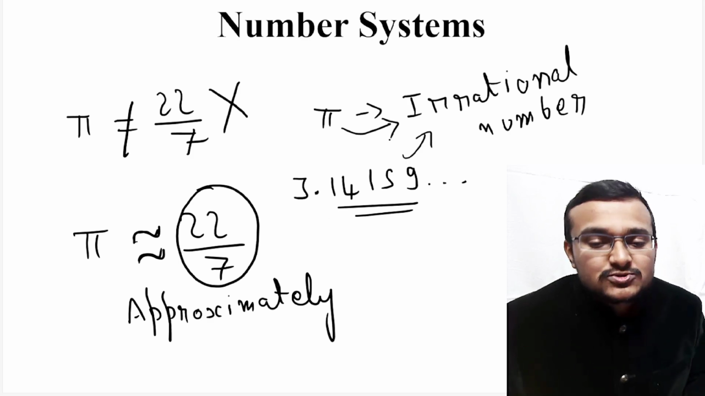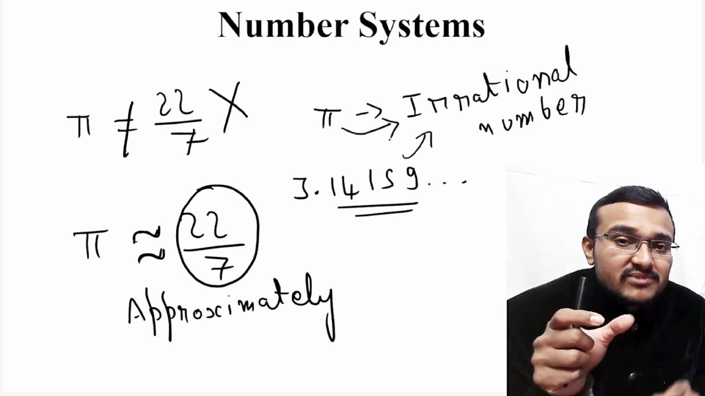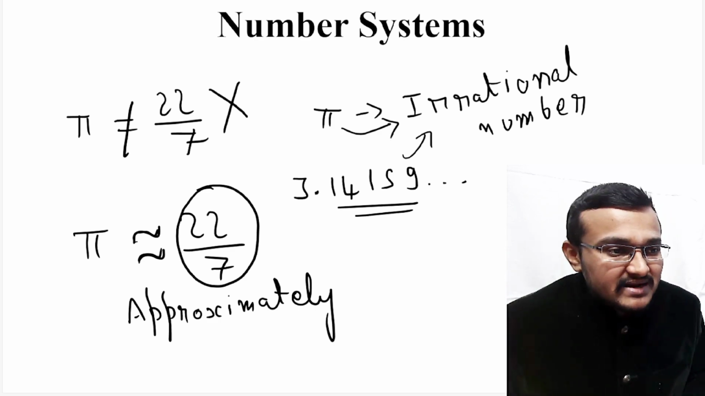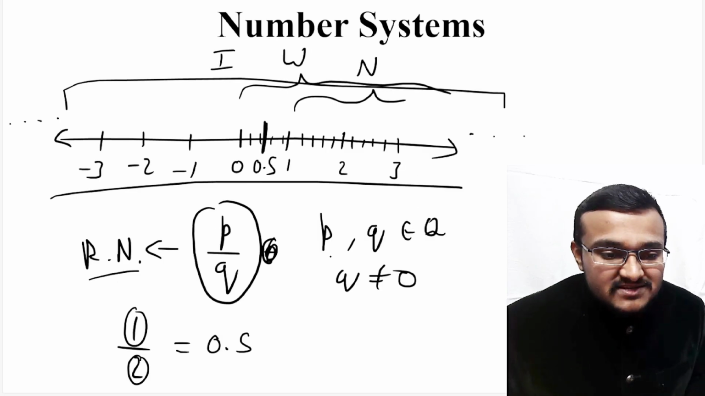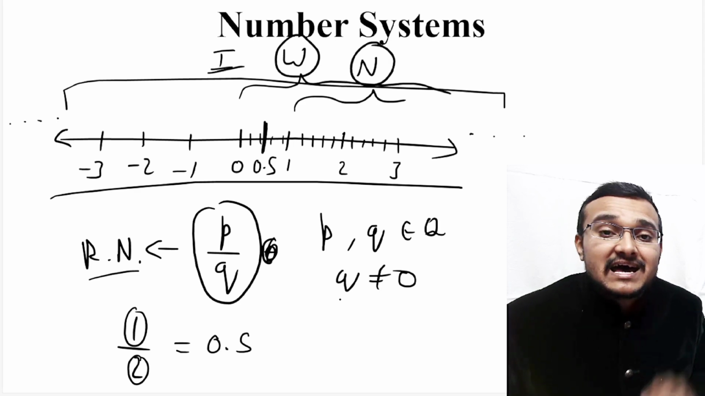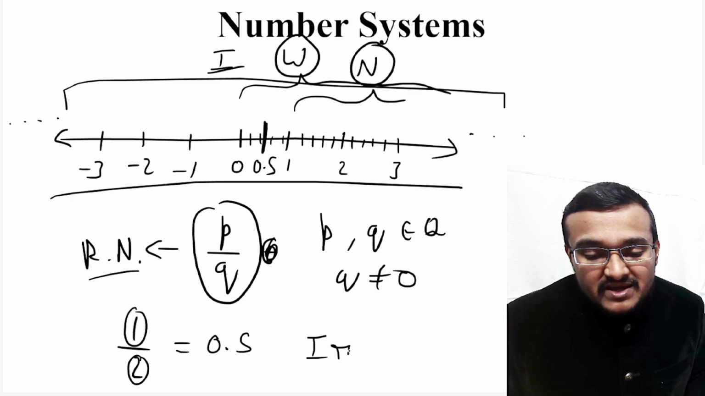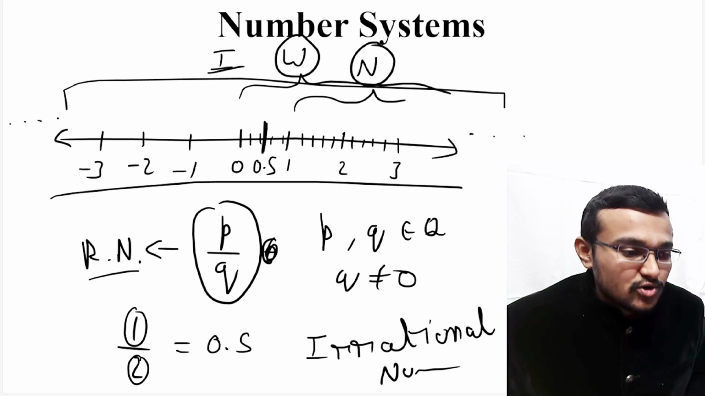So that's why pi is known as an irrational number, and these kinds of numbers also exist on the number line. In the start of this chapter, I have given a number line. You have rational numbers, integers, whole numbers, natural numbers. Along with this, you have irrational numbers also, on this number line.